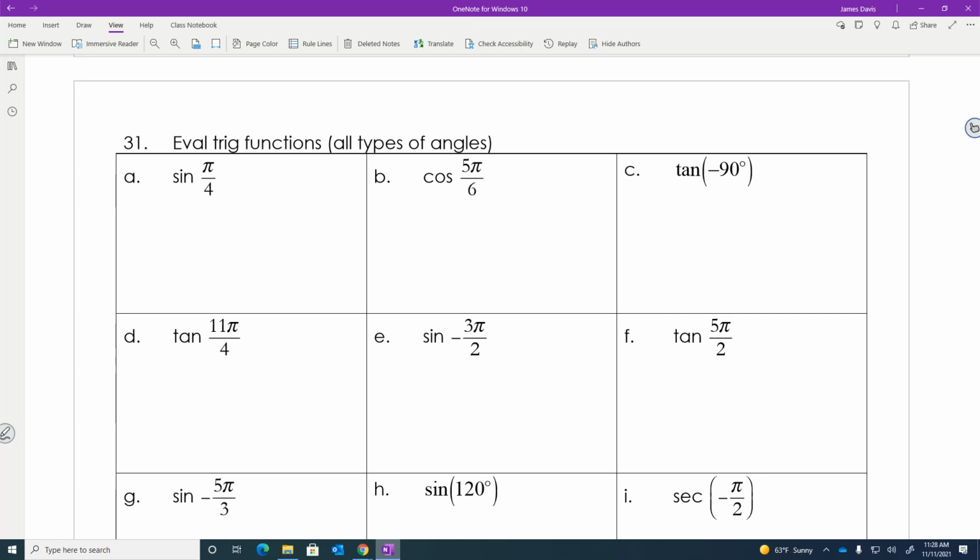You'll look at these, and some of them don't look so bad, right? First few, not so bad. But as you move further, you get to see some stuff that looks a little bit more challenging. Like, for instance, the tangent of 11 pi over 4. Anybody know what that is? Anybody else?